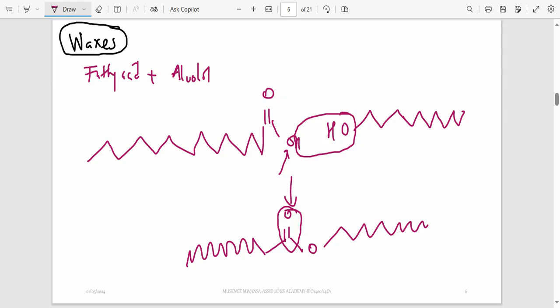It's going to be used for waterproofing. You know how waxes are. I think who has never seen wax before? Even in our ears, sometimes we remove wax from our ears. You know how it is. So it is going to be used as waterproofing.